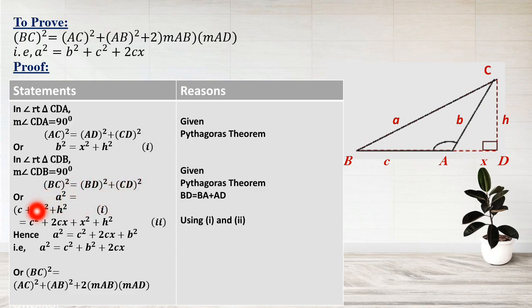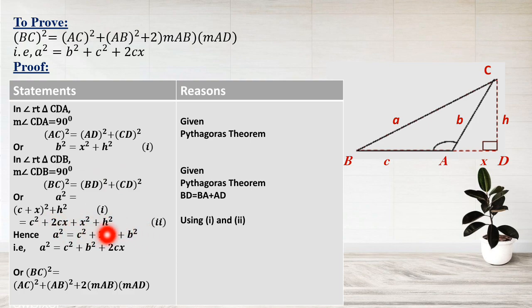Now BC is replaced with its value a, BD is replaced with its value which is c plus x, c plus x whole square, plus CD is replaced with its value h square. Okay students, solve it more. Now we will have a square equals c square plus 2cx plus b square. Now students, you can see that this part x square plus h square is equal to b square. So here x square plus h square is replaced with b square.